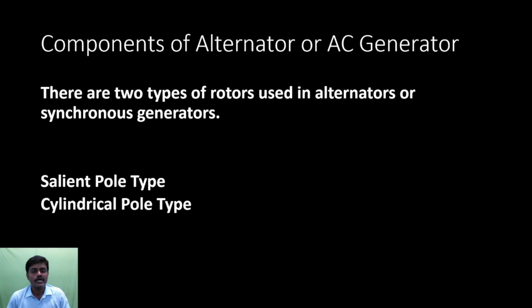Then there are two types of rotors used in the alternator, the synchronous generator. One is the salient pole type and another one is the smooth cylindrical type. I already discussed this in the diagram itself. The first one is the salient pole type or projected pole type. The second one is the smooth cylindrical type or non-salient pole type.